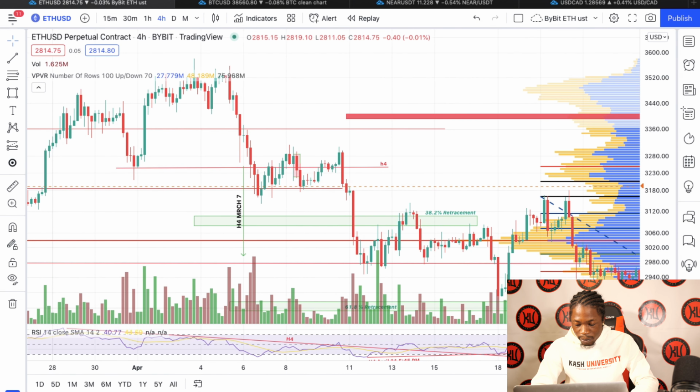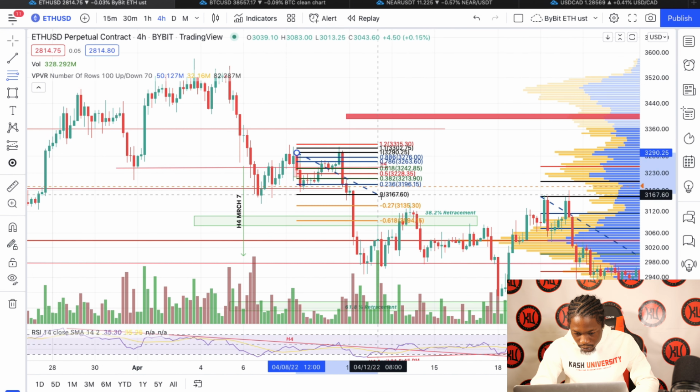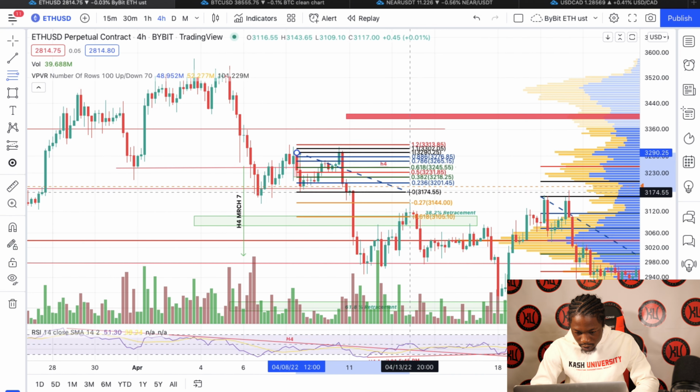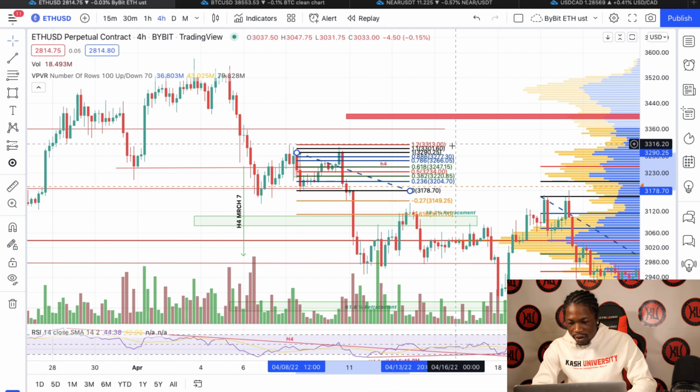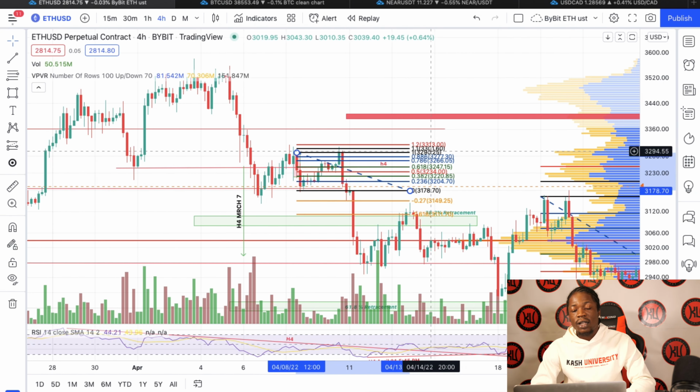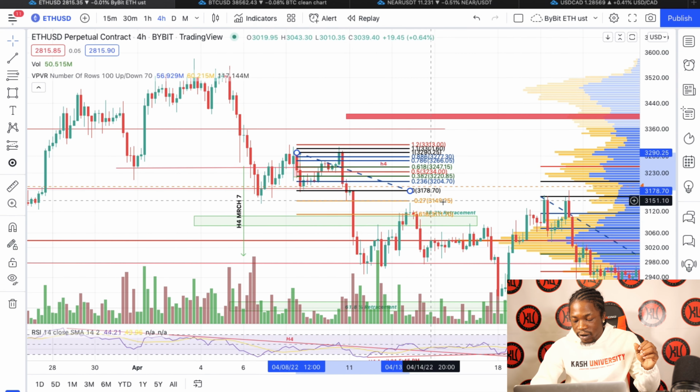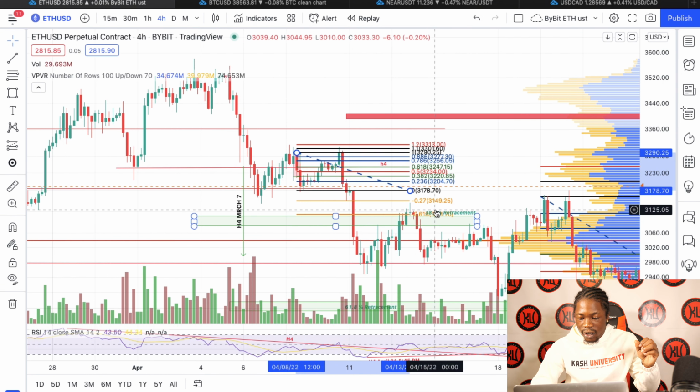So now our stop loss would be right here. $3,313 would be your stop loss. Your take profit is at the negative 27 area, at 3,149. And also take profit number 2 would be right here.